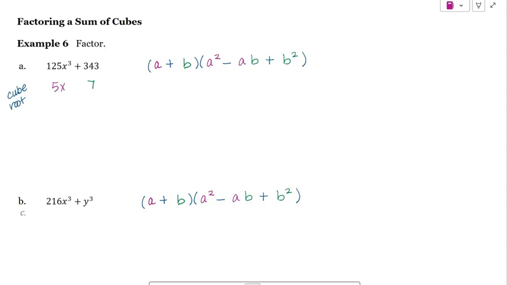So now everywhere that I see a in my formula, I'm instead going to put a 5x. So 5x will go here. Here, I'm going to square that, so that'll be 25x squared. Put a 5x here. There's a minus sign in the middle here. And then everywhere that I see b, I'm going to put my second term, which is 7. So 7 will go here. This is going to multiply by 7. And then 7 squared is 49.